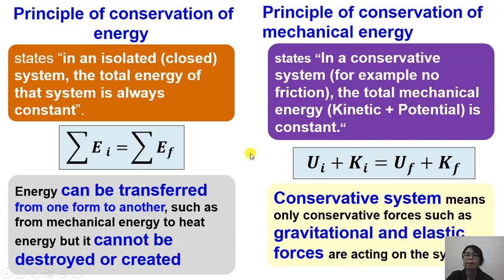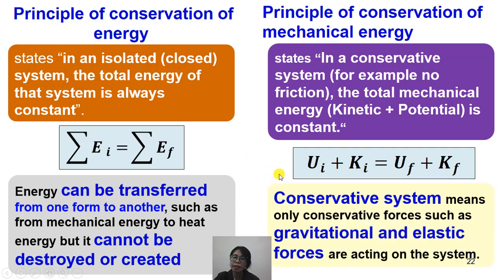The conservative system here means the forces that act on the system refer only to conservative forces, such as gravitational force and elastic forces. There will be no friction force acting.